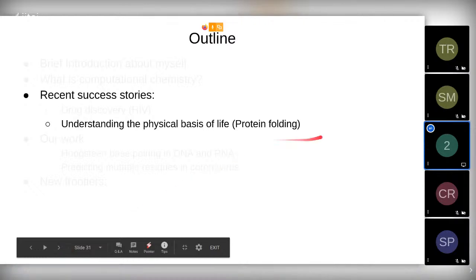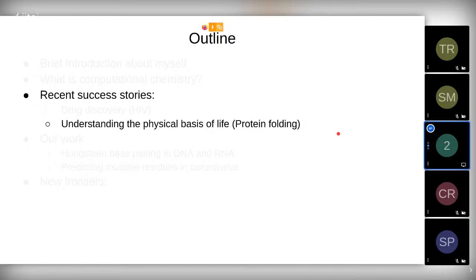So I will talk about another aspect, which is protein folding, for understanding the physical basis of life.